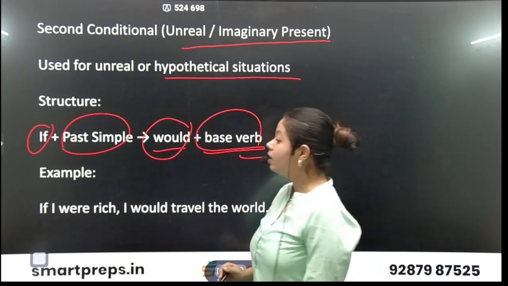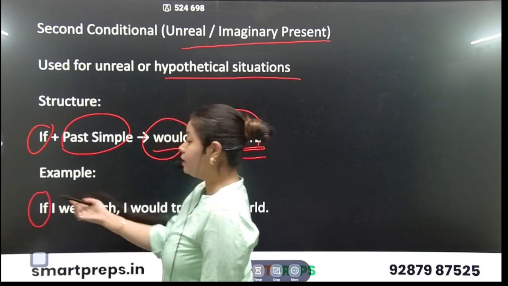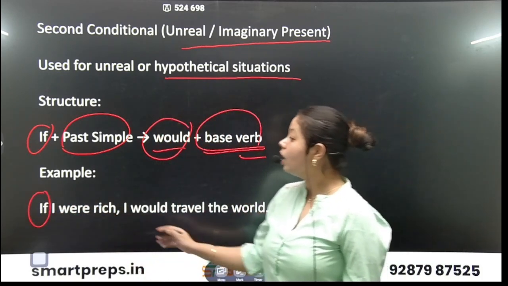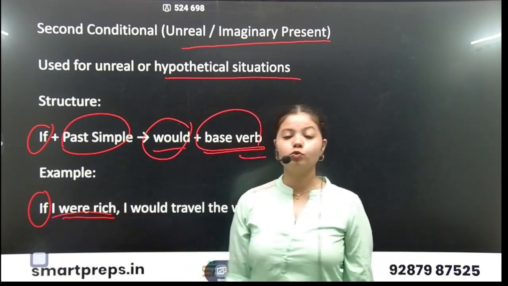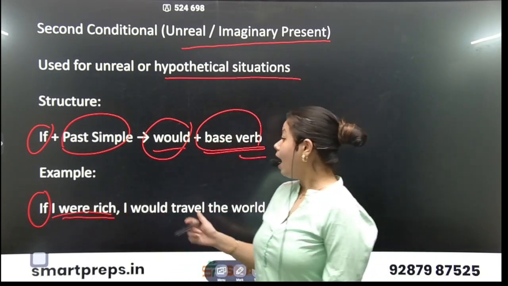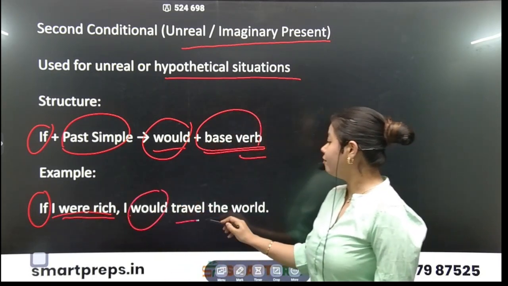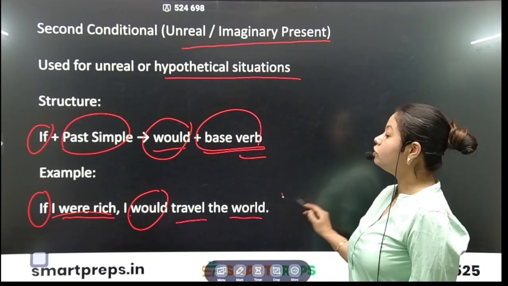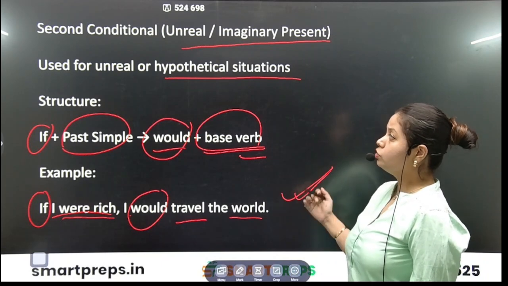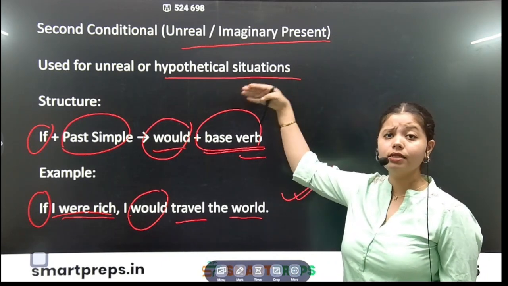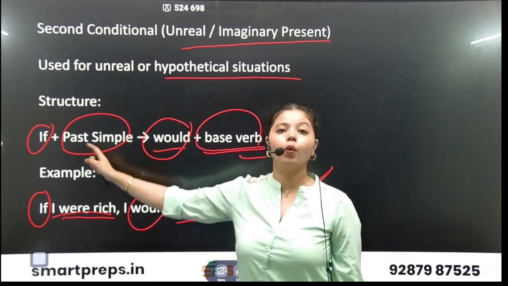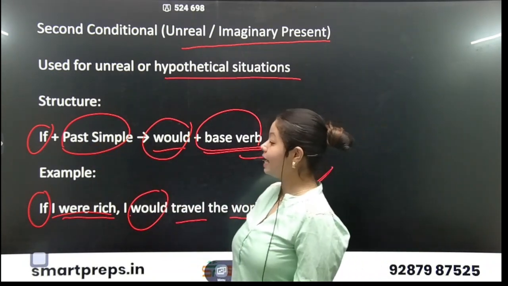For example, since we are understanding conditional mood, if will always be used. If I were rich, that is past simple, I would travel the world. So it is a hypothetical situation, using past simple along with if. So it is the second conditional.